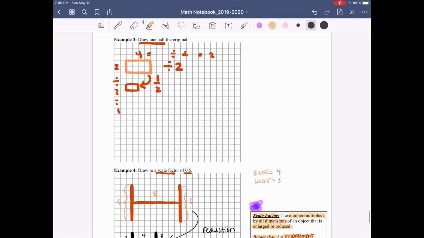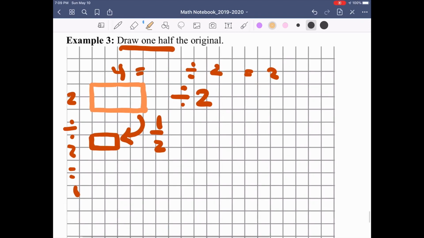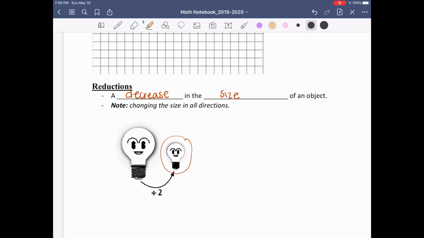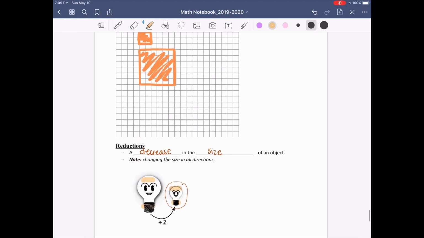And the other important thing is that when you're doing an enlargement or reduction, you have to change it by both sides or all the sides. Every dimension changes. So not just one part, it has to be every single dimension in the object.